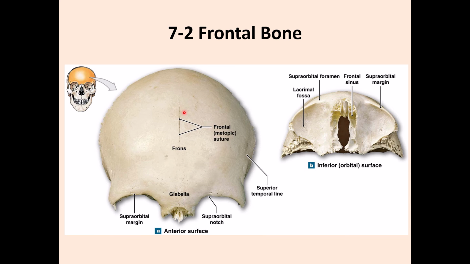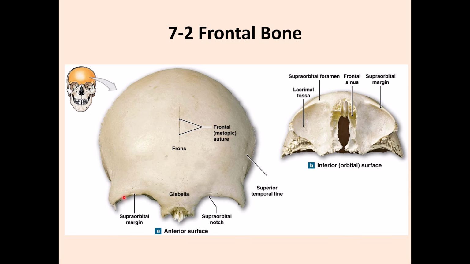This is the forehead area. This area is called the frontal suture. Why? Because initially the two frontal bones were separate and then they fused together in early childhood. And this flat area is called the frons. Glabella is a prominent area between the two eyebrows, above the nose.